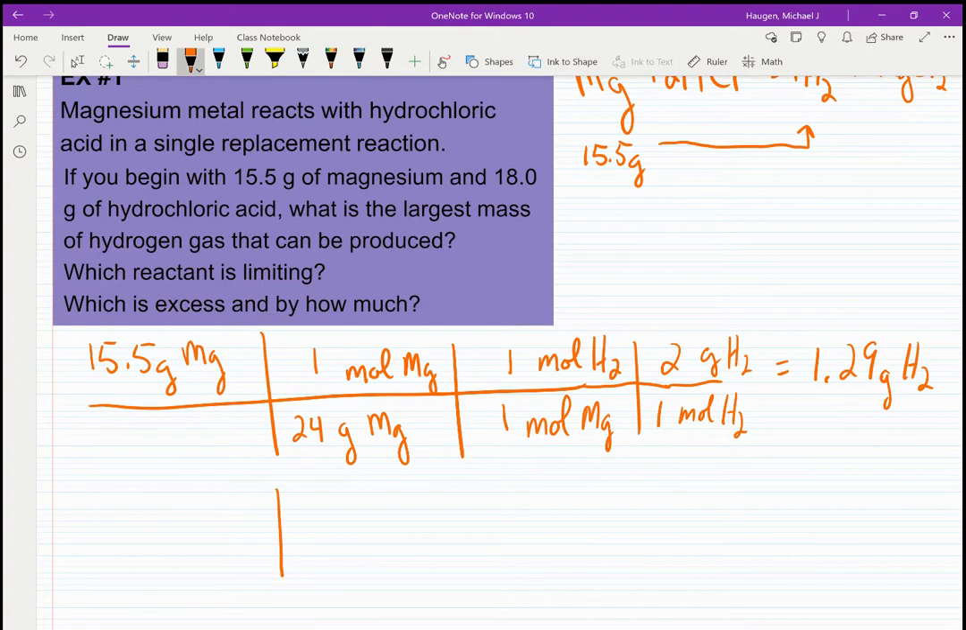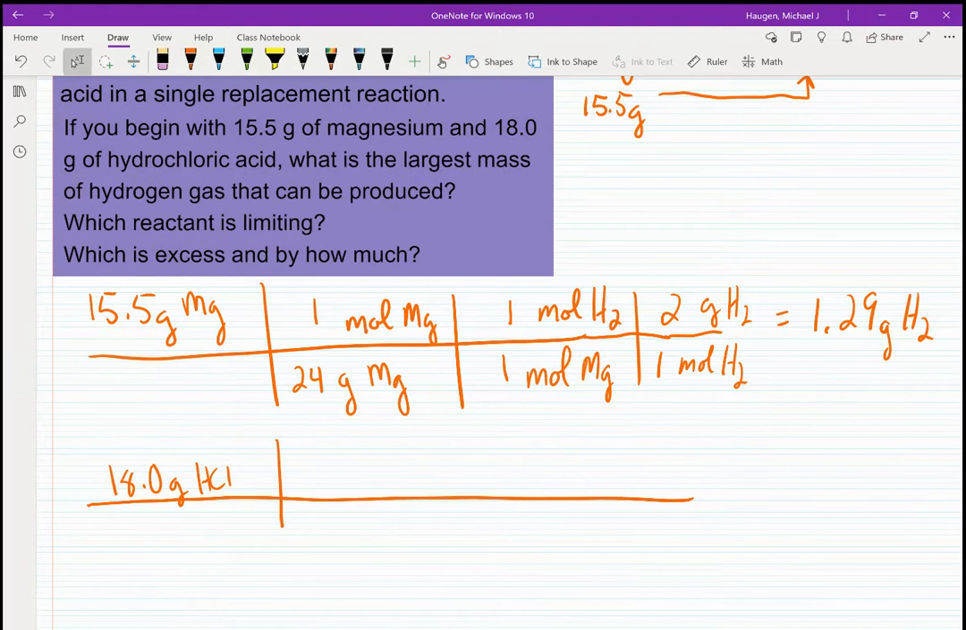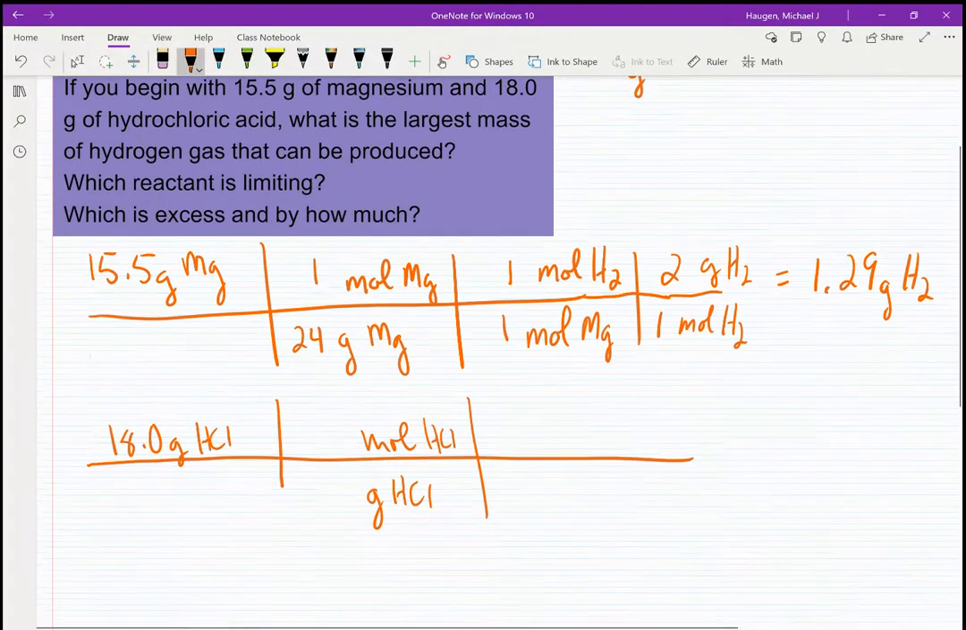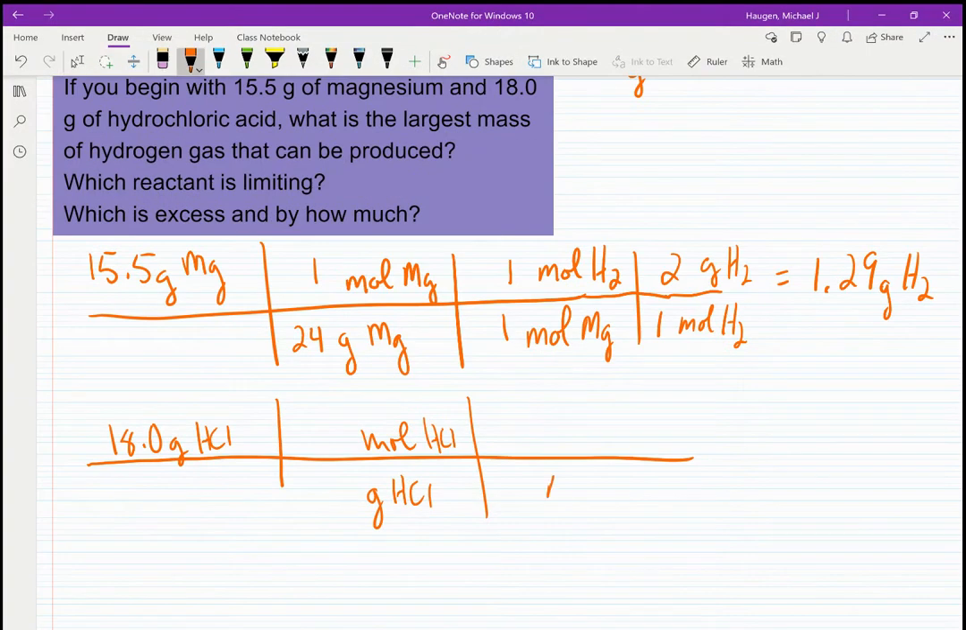Now I need to figure out my prediction from my hydrochloric acid. So I start with 18.0 grams of HCl. I do my grams of HCl down here, moles of HCl. Remember, I'm trying to predict how much hydrogen gas is formed. And so I go moles of HCl into grams of HCl.